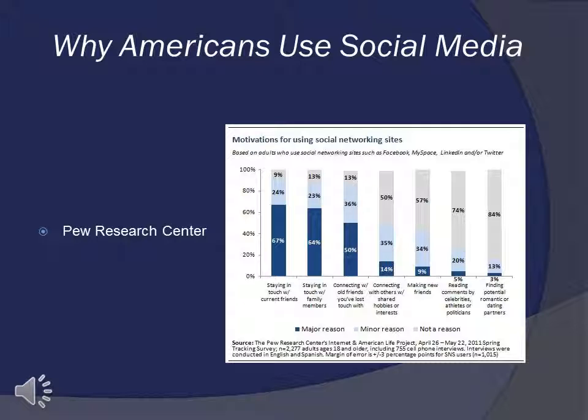Then it goes on to connecting with others that share maybe the same hobbies or interests that you have. Maybe you've made some new friends and you want to stay in connection with them. Maybe you just like reading the comments by celebrities, athletes, or politicians, or finding potential romantic or dating partners. So we can see here, this is based on adults who use social networking sites such as Facebook, MySpace, LinkedIn, and or Twitter. It's kind of nice to see why Americans are using it, and it looks like primarily people are using it just to stay in contact with family and friends that they may not get to see all that much.